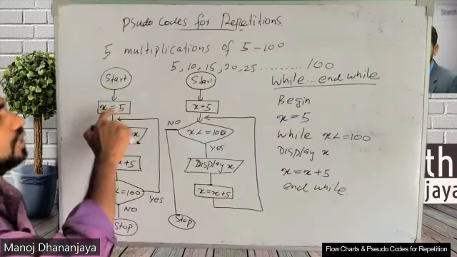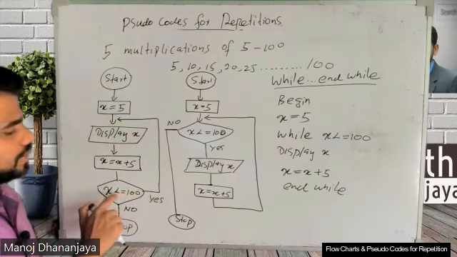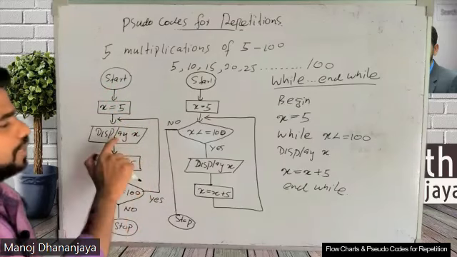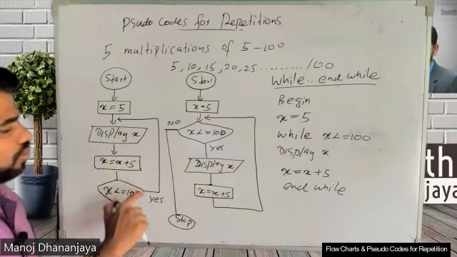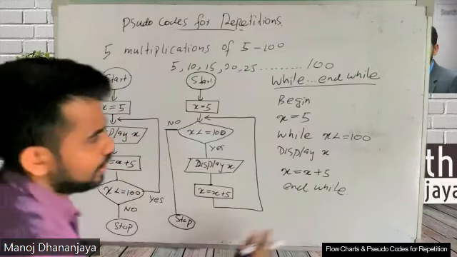Right, begin, x equal 5, while x less than or equal 100, display x, x equal x plus 5, end while. Finally, end.